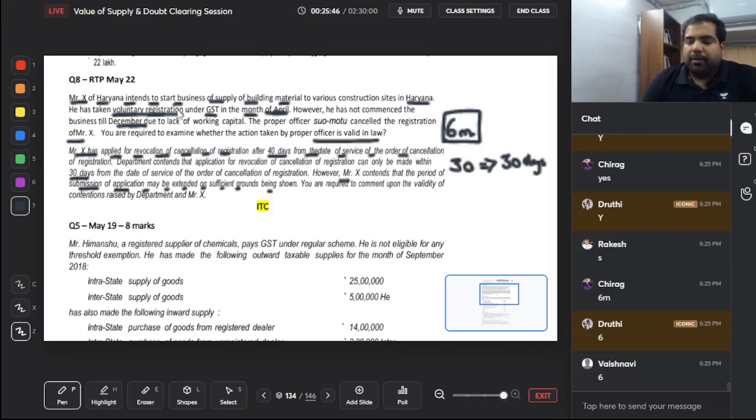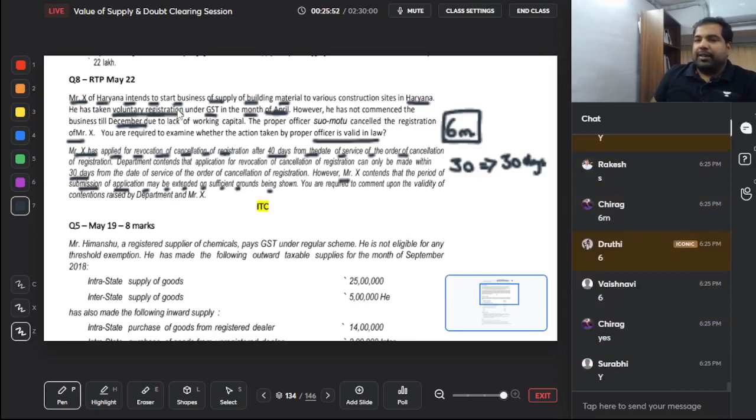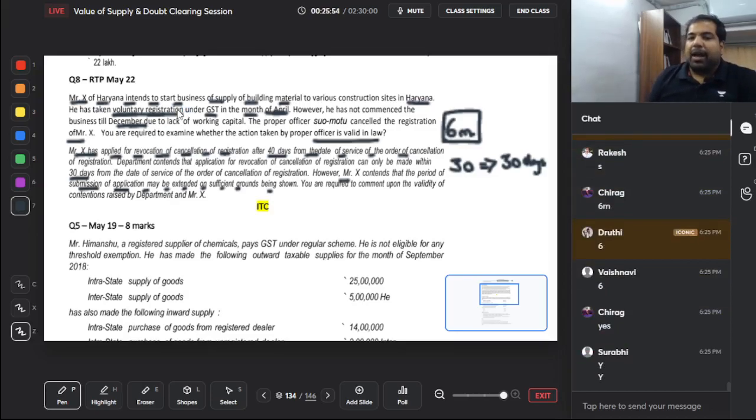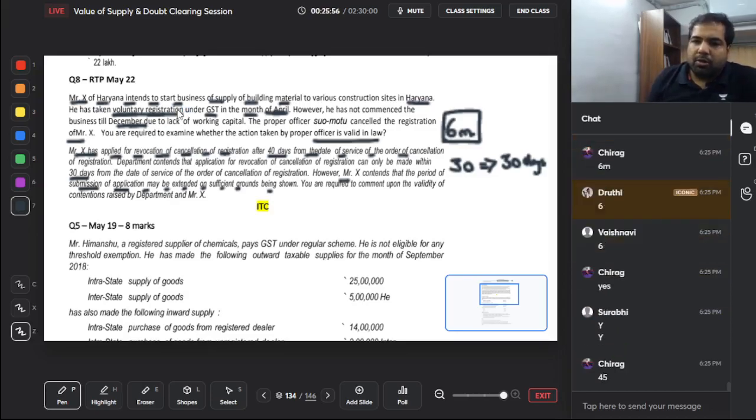But if you are delayed due to sufficient cause, can you apply for extension? Yes. And can this period be extended? Yes. By how many days? As determined by the GST officer. And hence, is the contention of the department right? No, the contention of the department is not right. And Mr. X, is he right? Yes. But you have to make an application for extension.